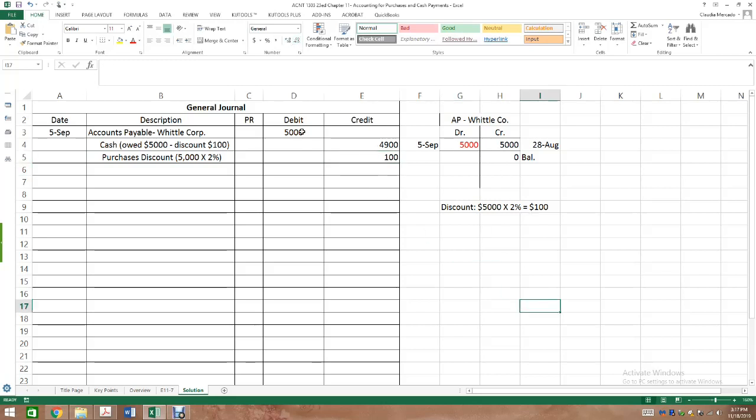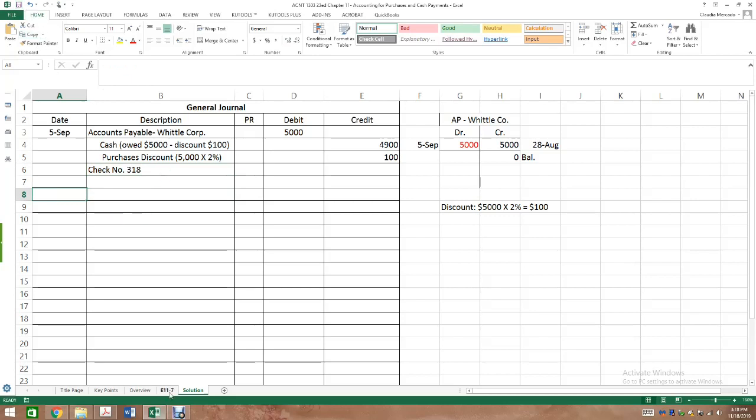So now my debits equal my credits. It always has to balance. So I'm clearing my payable for the full amount of $5,000, and I'm only submitting cash payment of $4,900. I'm saving $100 because of that discount that was applied, because I paid within the discount period. And here I'm going to put the check number that I'm using to pay. Check number 318. Let me save my work.